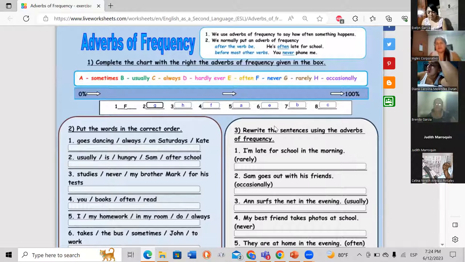Okay, teacher, dos veces está la F. Which one? Okay. Number one is F. Oh, F is never. Oh, yes, that is correct. Sometimes. La D, teacher. Letter D. Hardly ever. Okay. You're right. Hardly ever. That is number four.